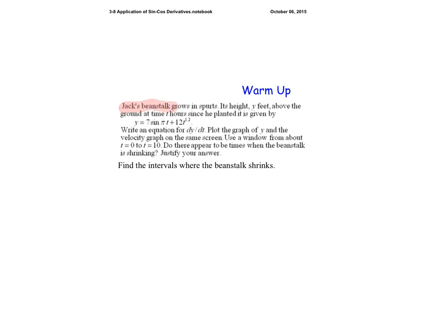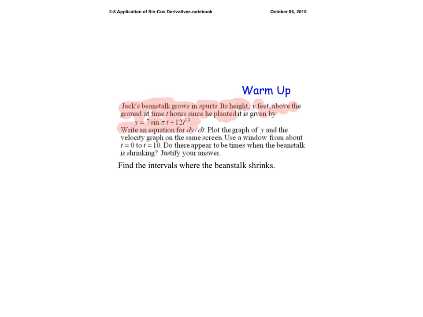Jack's beanstalk grows in spurts. Okay, I don't like problems that have too much information, because now I don't know what a beanstalk is, and it grows in spurts, I don't know what a spurt is. Its height, y feet, above the ground at time t hours since he planted, is given by this function right here. You probably notice I'm not a good reader as well.